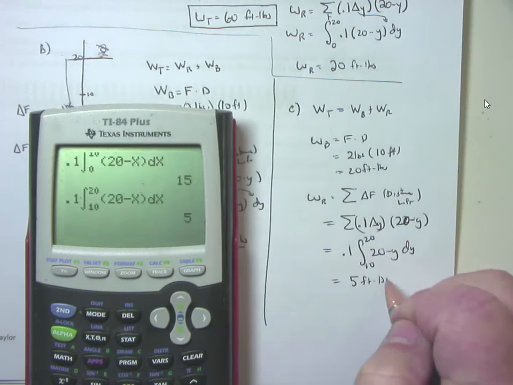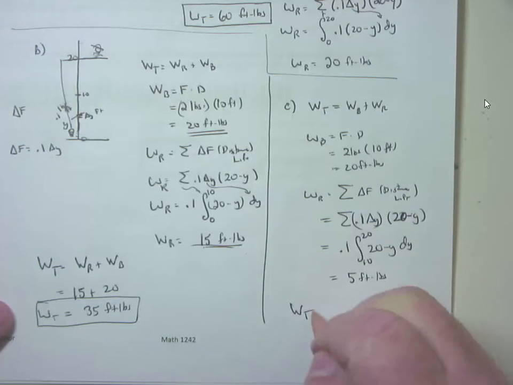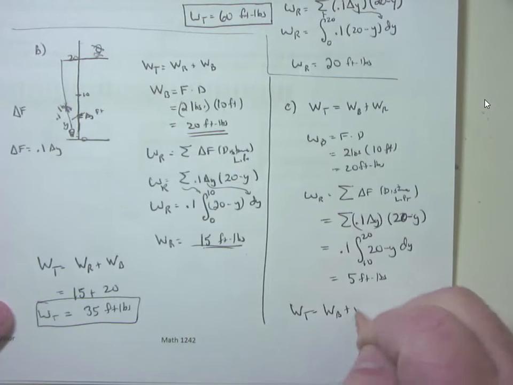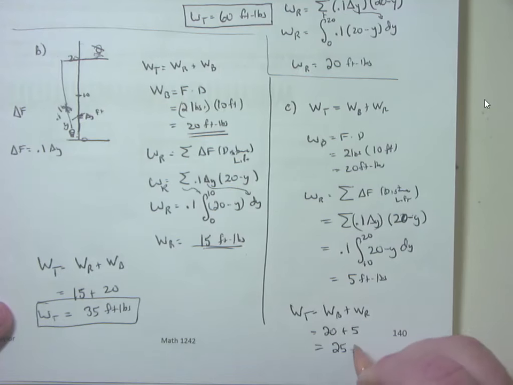foot-pounds. And so when you put your two answers together for the work total, that's the work on the bucket plus the work on the rope, that'll be 20 plus 5, which makes it what you told me it was going to be, 25 foot-pounds.